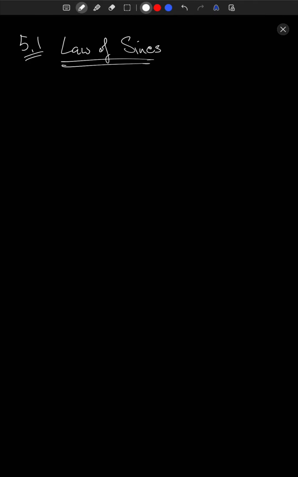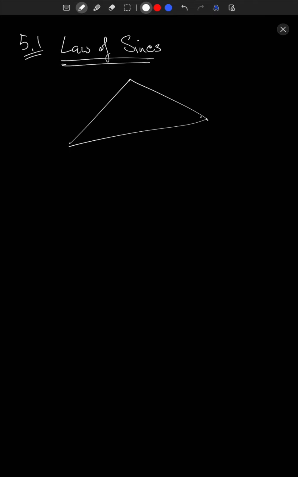Okay, so what is the law of sines? Let me just introduce our notation for 5.1 and 5.2. So in 5.1 and 5.2, we are talking about general triangles. So it contrasts this to Math 92, where Math 92 was only right triangles. This is any triangle, all right? Doesn't have to be a right triangle.